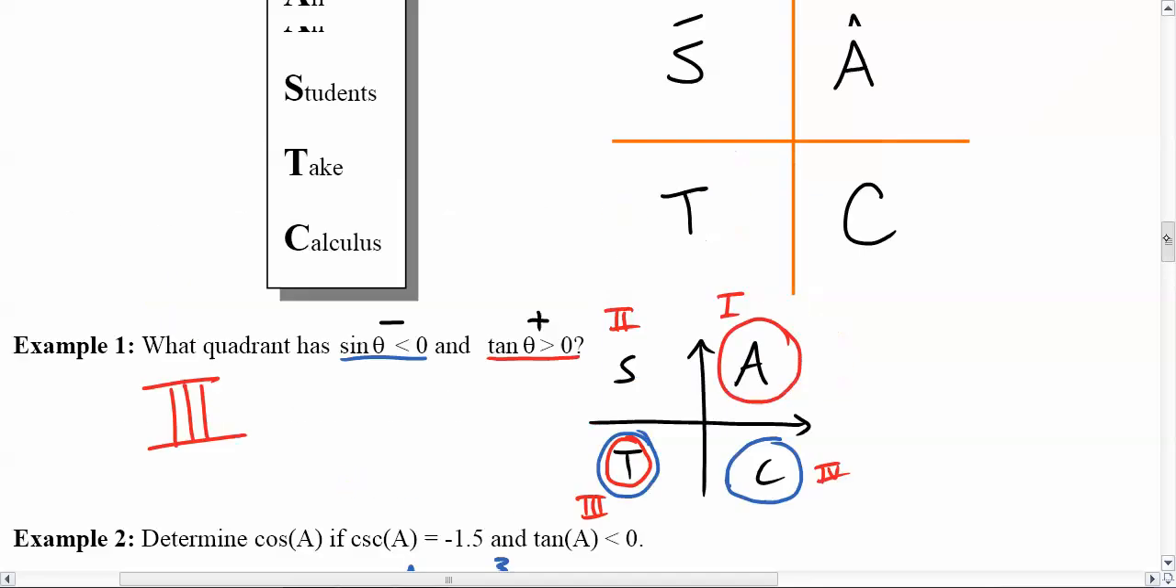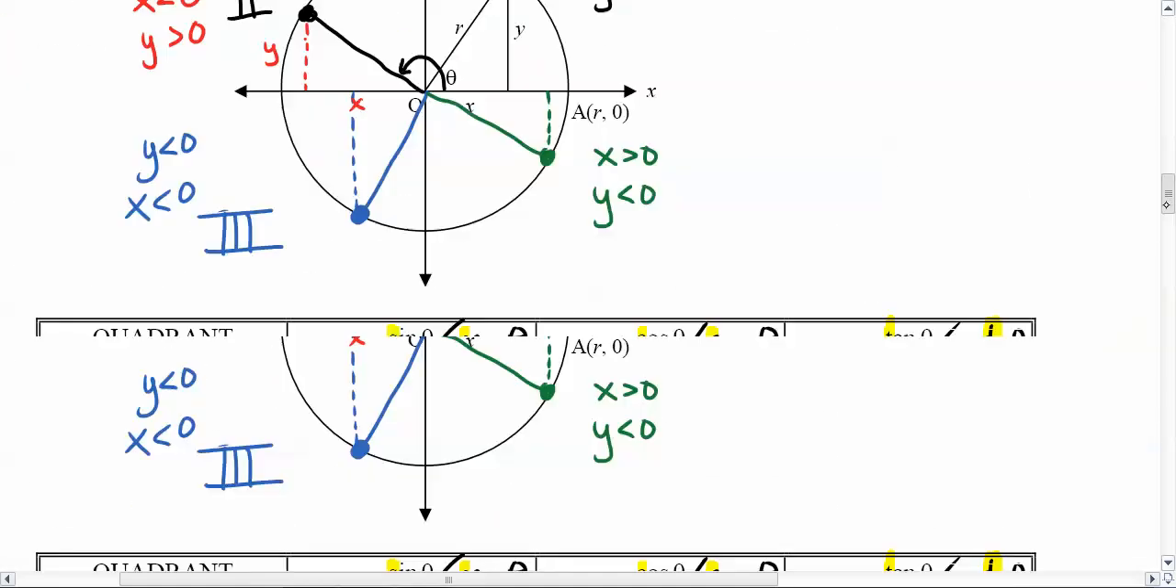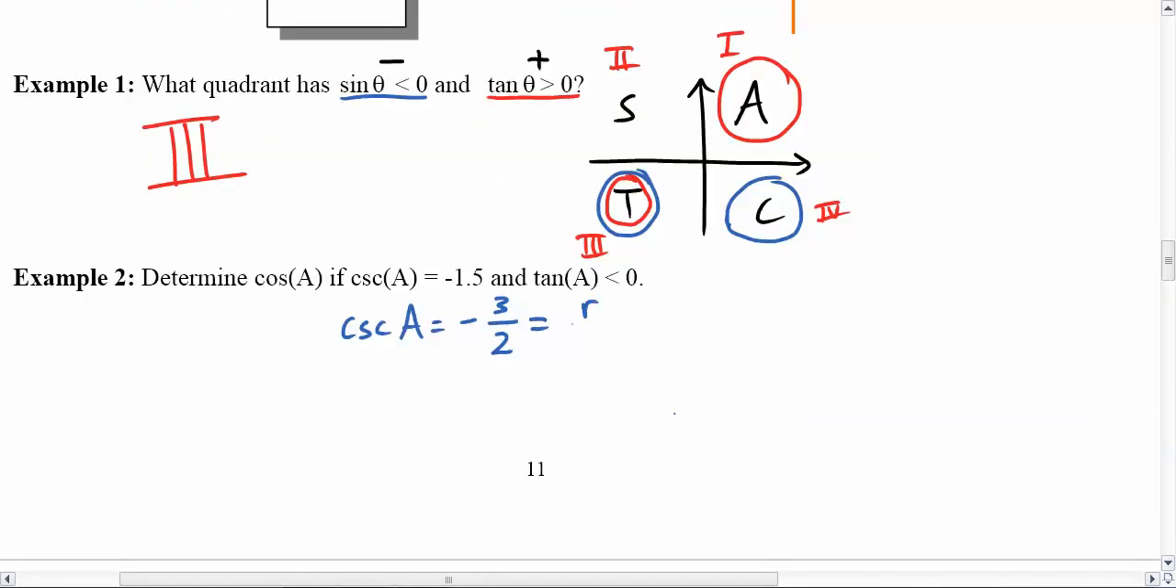And looking on the first page, cosecant is the same as r over y. So this should be r over y. Now the number negative 3 over 2 can actually be written in 3 different ways. That negative sign doesn't have to go at the front. It could go with the 3, or it can go with the 2. And those all mean negative 1.5.